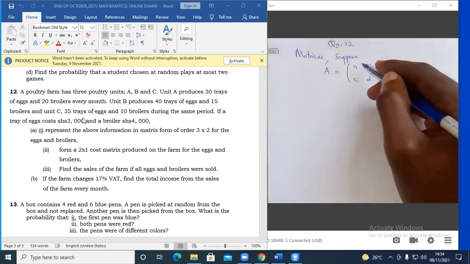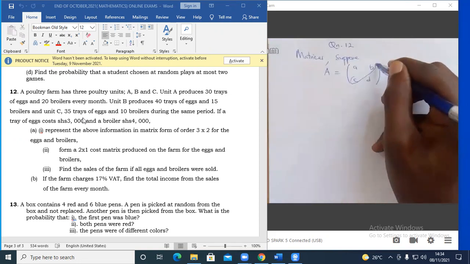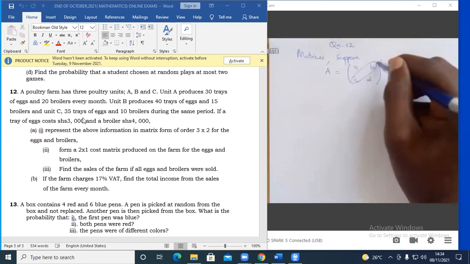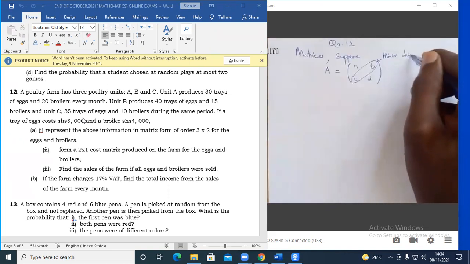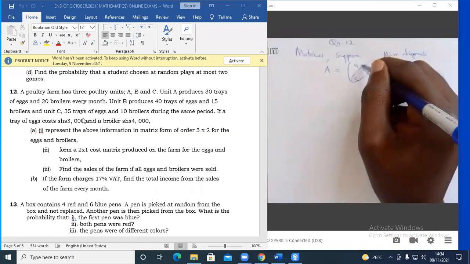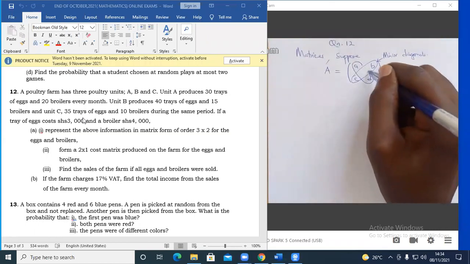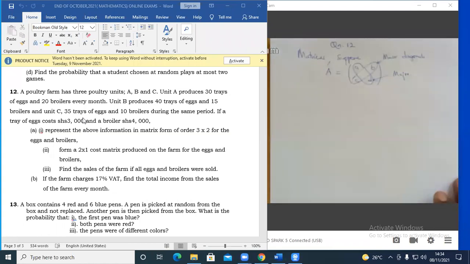So all these have names. Along this one, we have the minor diagonal. Then this one is the major diagonal.